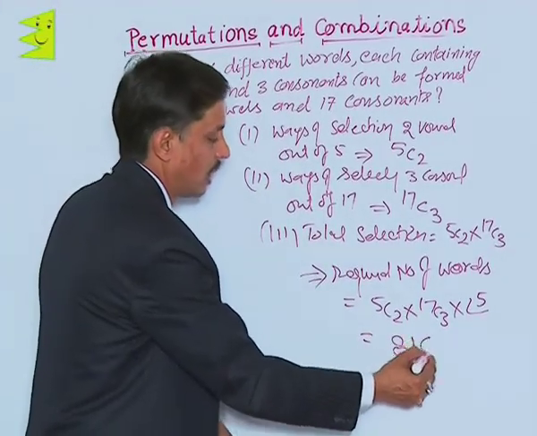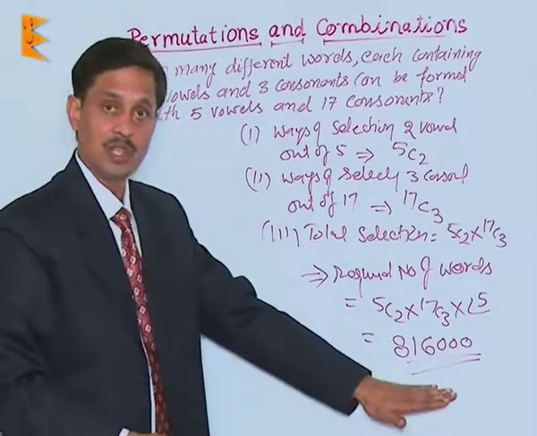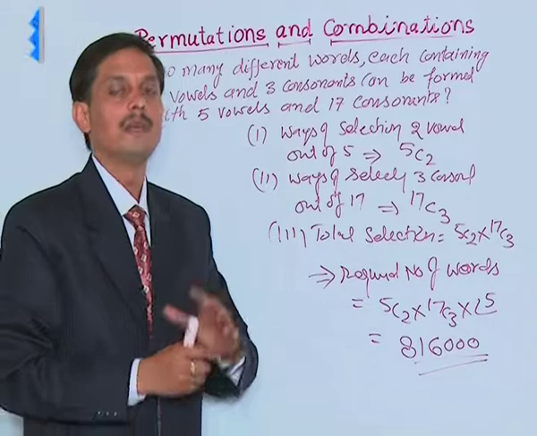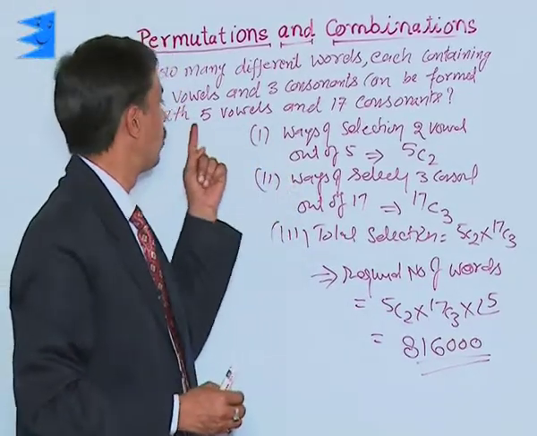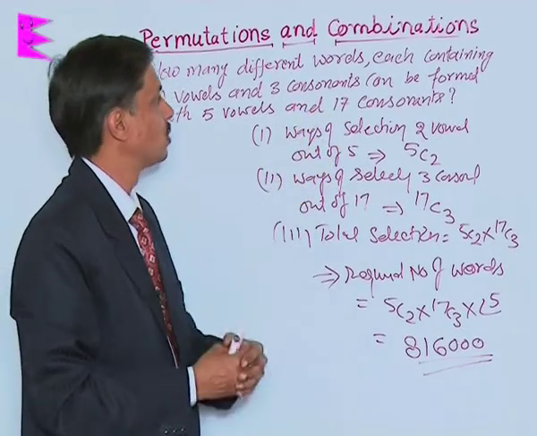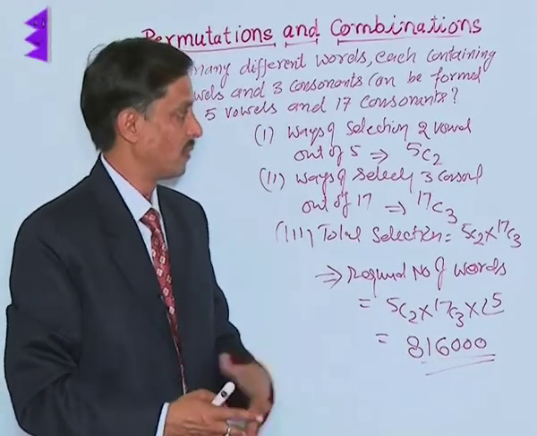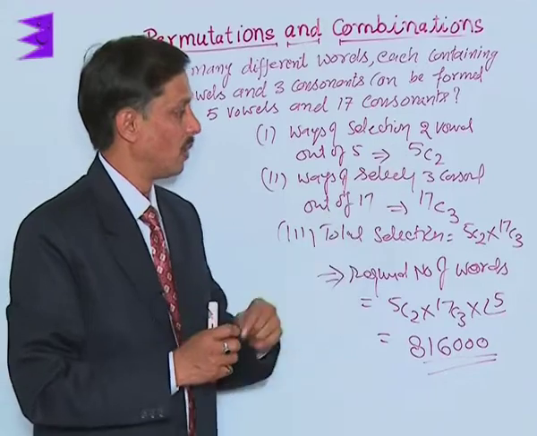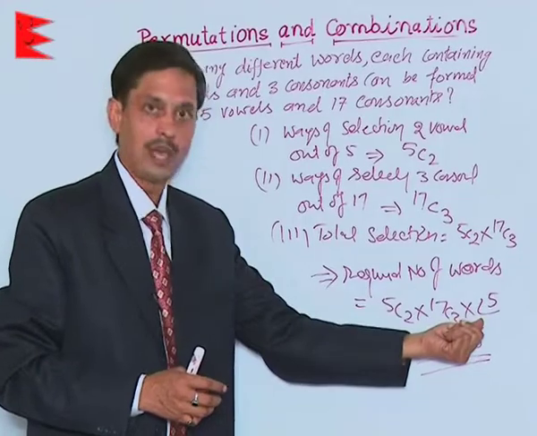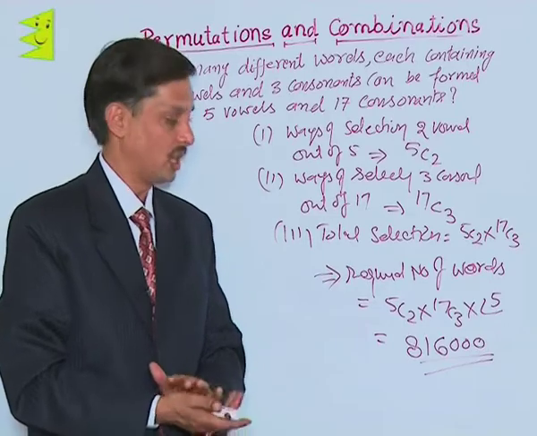Simplification of this is 816,000. This is the total number of ways of framing the 5-letter word. If 5 vowels are available, 2 are required to take, 17 consonants are given, 3 are needed. Then with this condition, we reach the conclusion. First we will select vowels, then we will select consonants. Then we will take their arrangement, factorial 5, and we will calculate; the answer will come out to be 816,000.